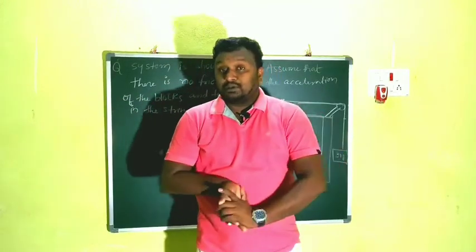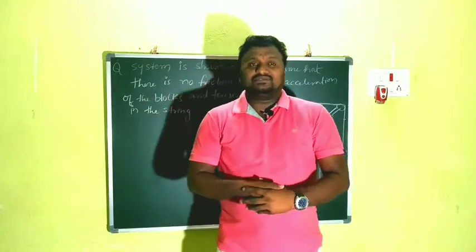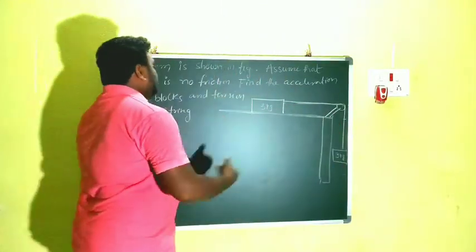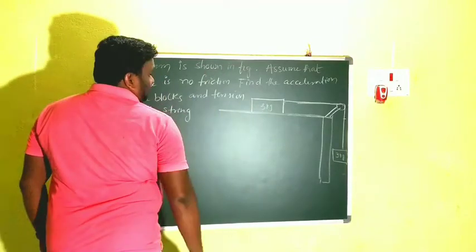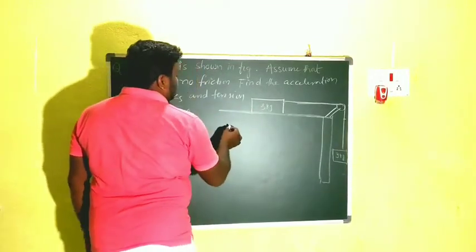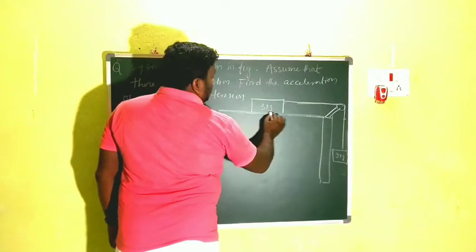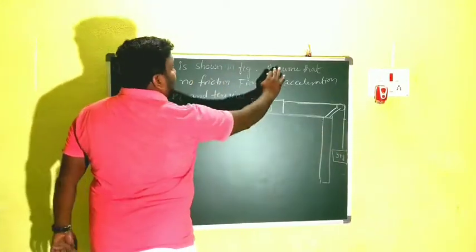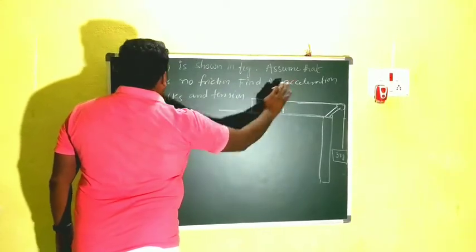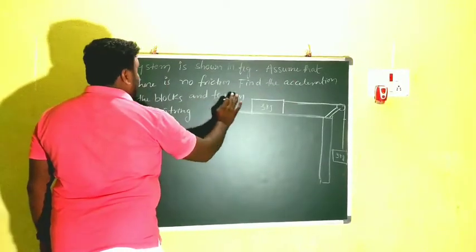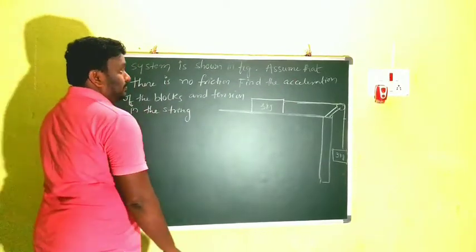So I am going to the problem now, children. A very simple problem. Watch at the board. The system is as shown in the figure. So this is the diagram that is given. Assume that there is no friction. Find the acceleration of the blocks and the tension in the string.